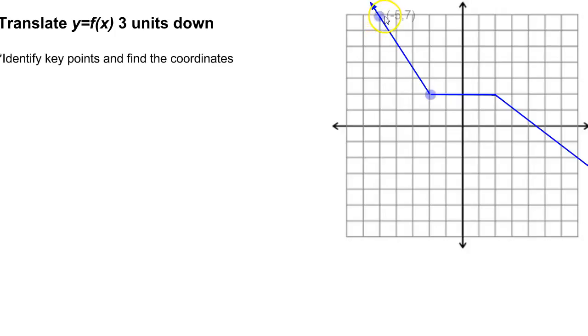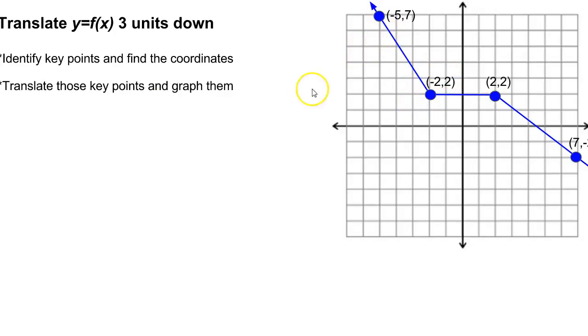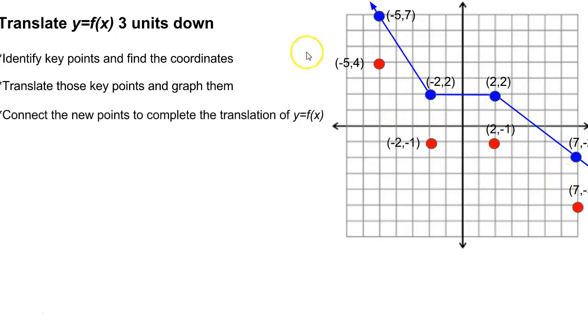So, I picked these 4 points and then plot them and label them. And then I'm just going to move each point individually down and graph new points. So move it down 3. Plot a point, move it down 3. And then we can just connect the points and draw in our new function.